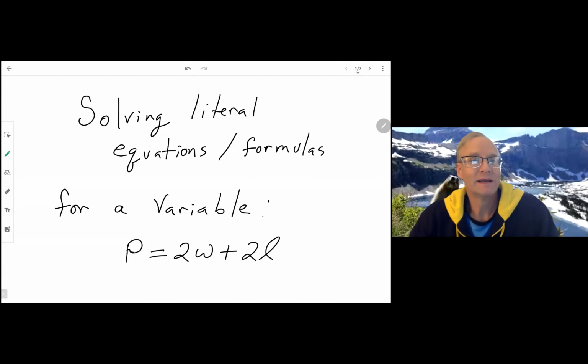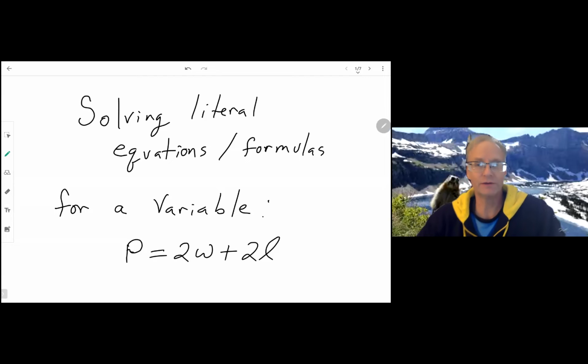Hey everybody. Today we're going to look at equations that are a little different than what you're used to. You're probably used to solving for a variable when it's the only one in an equation. But as you can see down below for this formula, which I hope is very familiar to you, the perimeter of a rectangle is equal to 2 widths plus 2 lengths. If you add up all the sides of a rectangle, you get the perimeter.